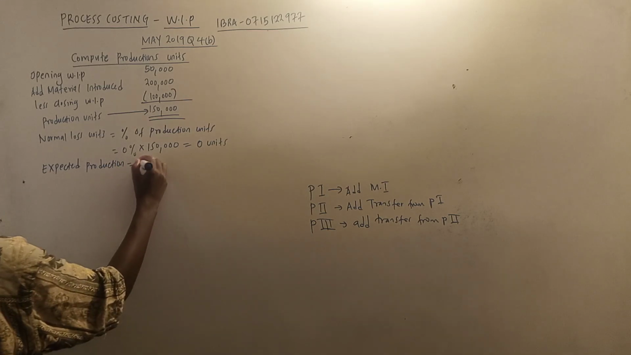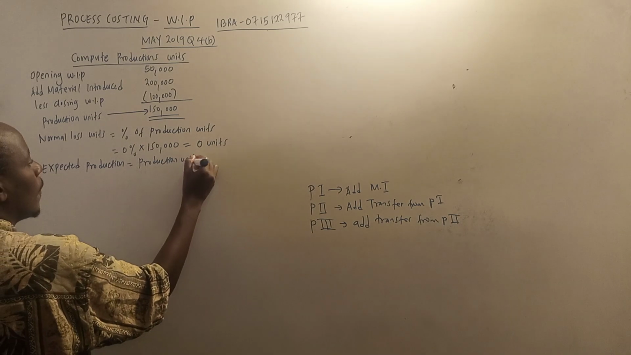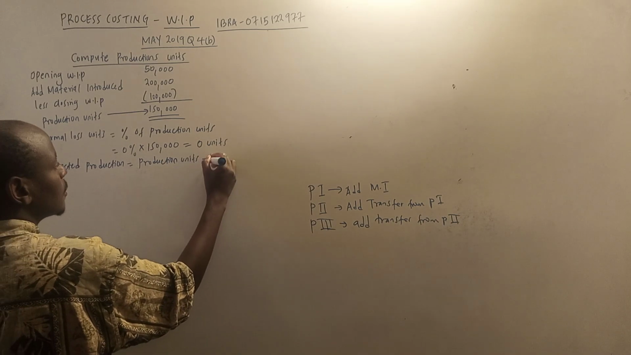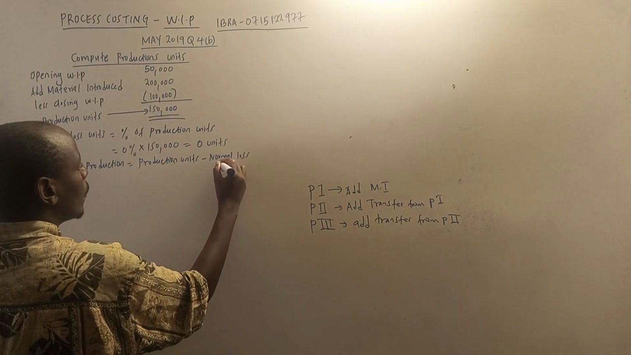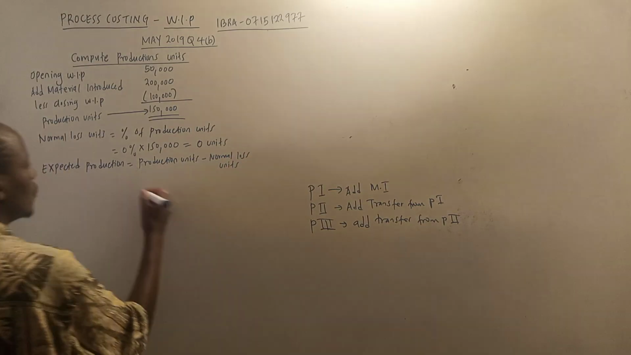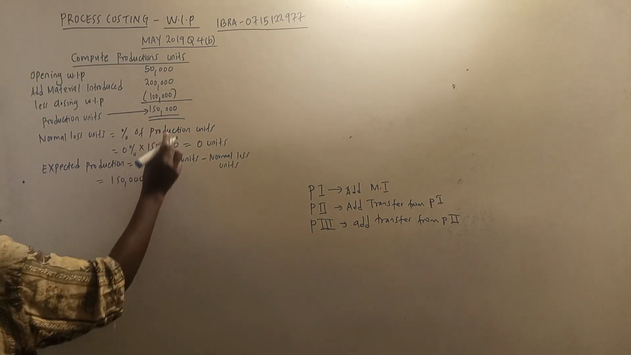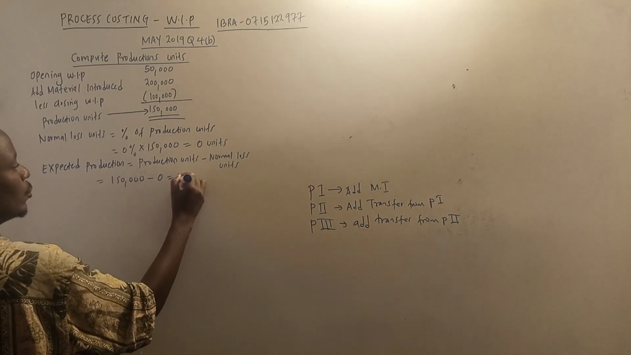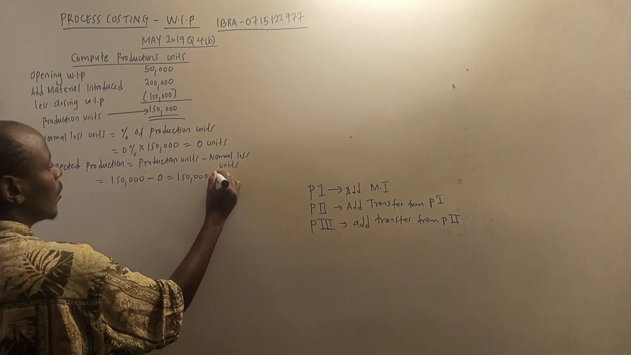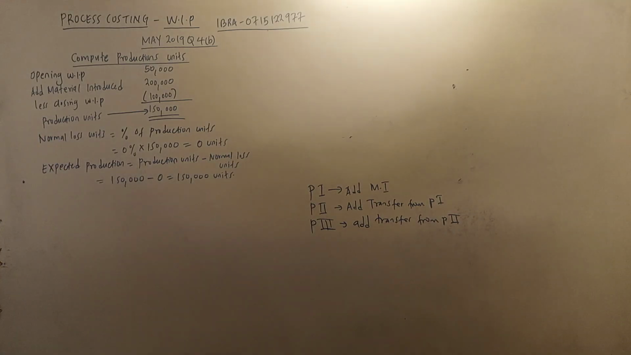which is equal to production units minus normal loss units. So in this case, expected production is 150,000 minus normal loss of 0, which is the same as 150,000 units. Then after that, we need to compute abnormal gain or abnormal loss.